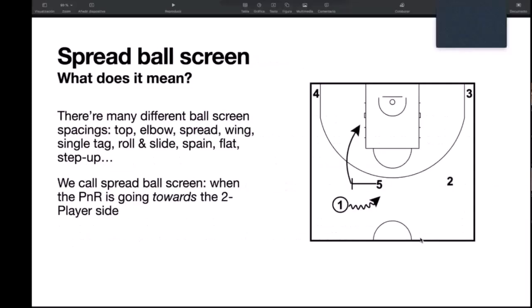And the reason I will talk about the spread ball screen is because you guys can see here on my screen that there is a huge space for the offense to create an advantage, and the defense needs to make the right decision on how they want to guard this action. Okay, there are many different ball screen spacings, such as top, elbow, spread, wing, single tag, roll and slide, Spain, flat, step up. There are a bunch of those, but I think this is a very interesting one. So the spread ball screen, we call it spread ball screen when the pick and roll is going to the two-man side. Okay.